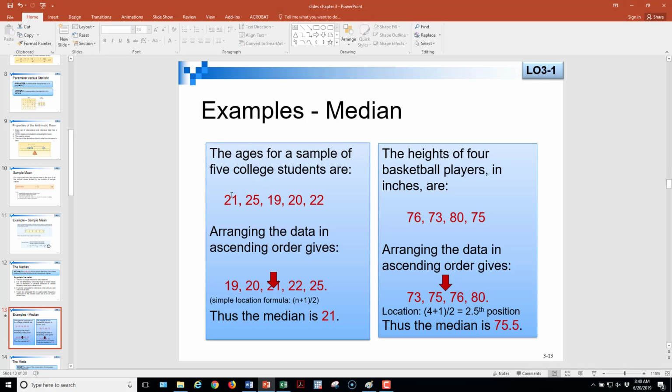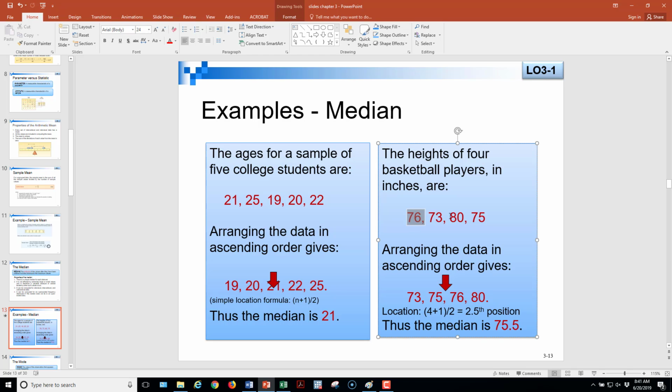This is an example of a data set, 5 numbers: 21, 25, 19, 20, 22. If we arrange them in ascending order, we get 19, 20, 21, 22, 25. And the median is just the value in the middle of the distribution. Notice that you'll find 2 numbers to the right, 2 numbers to the left. But that is easy to find when the number of numbers is odd.